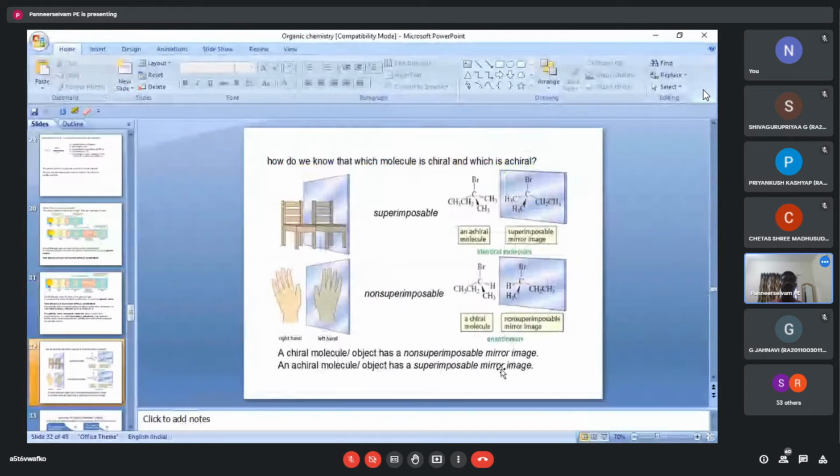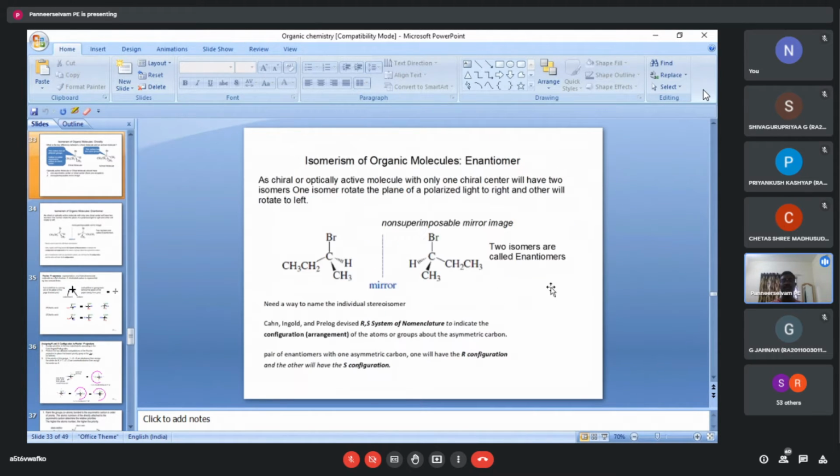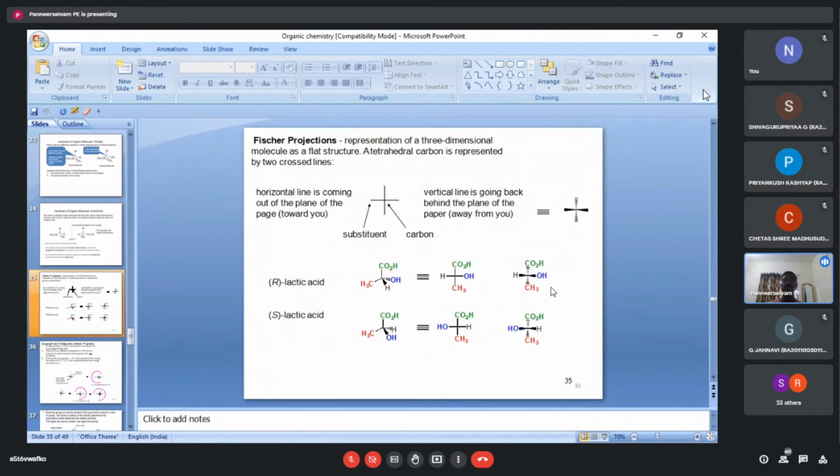So here also we know this is a chiral carbon, because all four substituents are different. This is a chiral, asymmetric molecule. See here the achiral molecule: the two substituents are identical. This is an achiral molecule. So what about the chiral, and what about the achiral molecule? This is very important. We already instructed this.